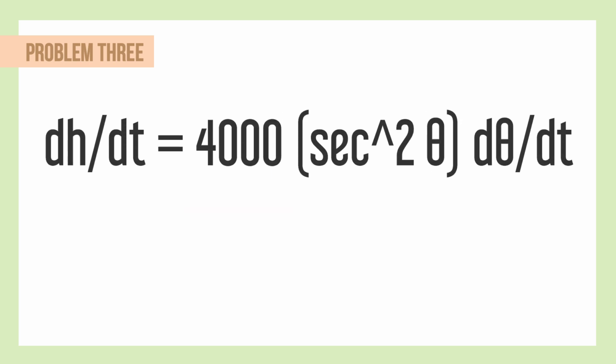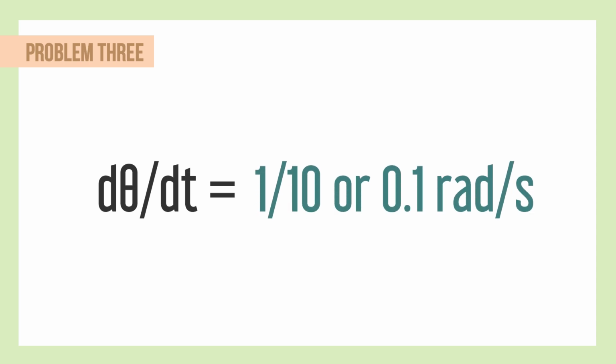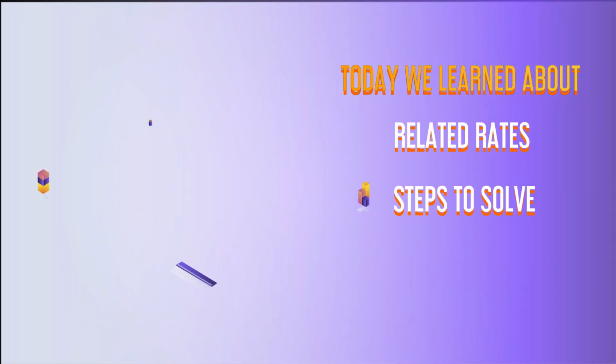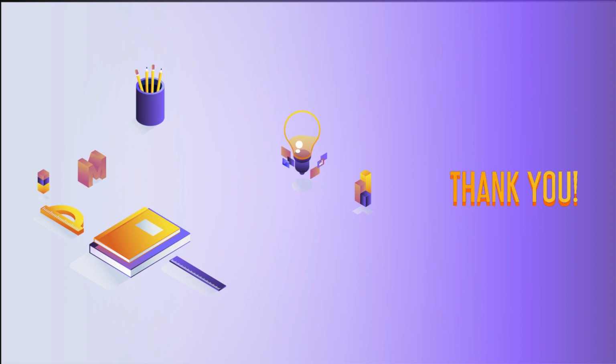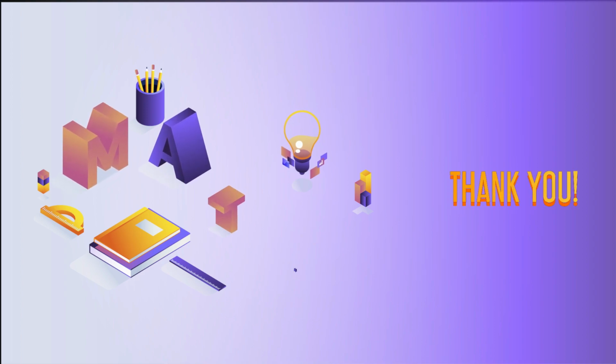Substitute the values in our equation, then simplify. Isolating the d theta over dt term, we will have 1 over 10 or 0.1 rad per second. Today we learned about related rates, the steps to solve them, and its whole solving process. Thank you for watching this video, and we hope that you learned something new.